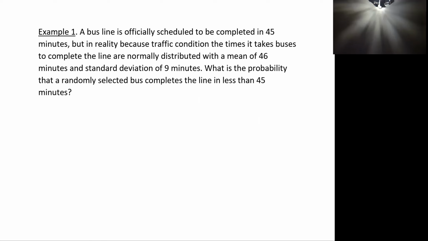First example, a bus line is officially scheduled to be completed in 45 minutes, but in reality, because of traffic conditions, the times it takes buses to complete the line are normally distributed with a mean of 46 minutes and a standard deviation of 9 minutes. What is the probability that a randomly selected bus completes the line in less than 45 minutes? So let's go through this.